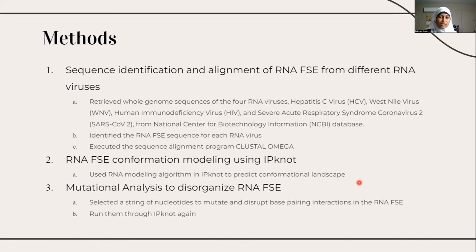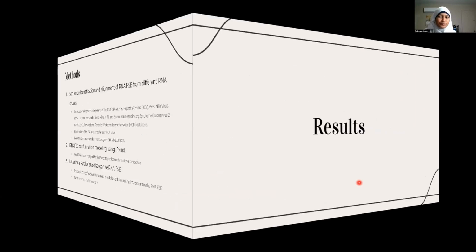And lastly, in regards to mutational analysis, we selected a string of nucleotides and we mutated them in such a way that they should disrupt the base pairing interactions from each RNA FSE conformation. Then we ran these mutated sequences again through IPknot to assess any changes in the conformations.